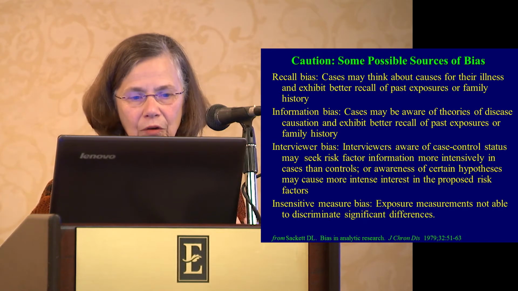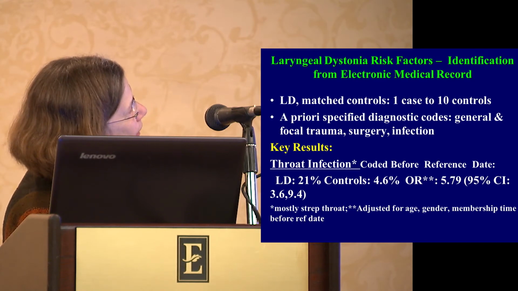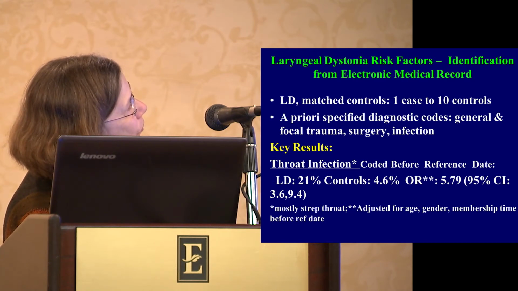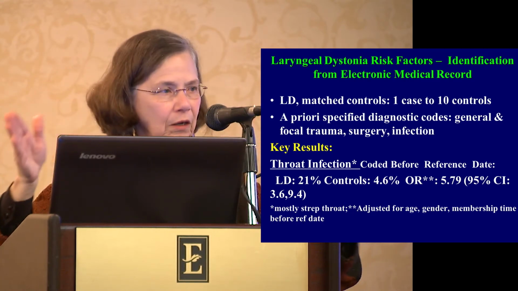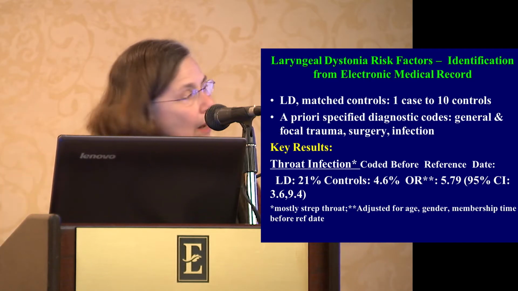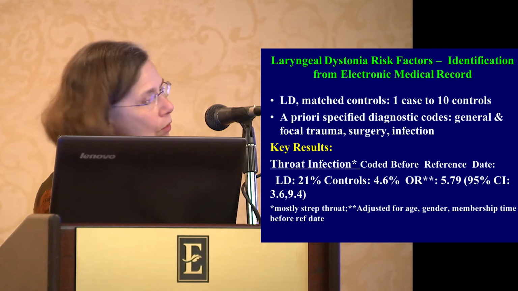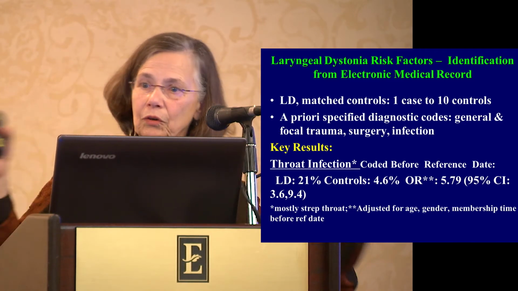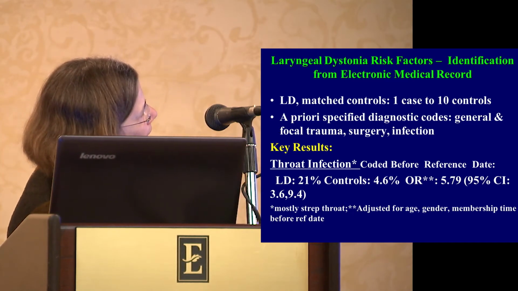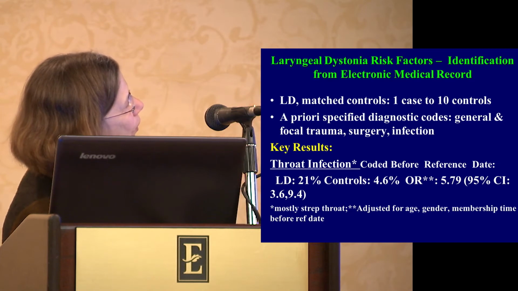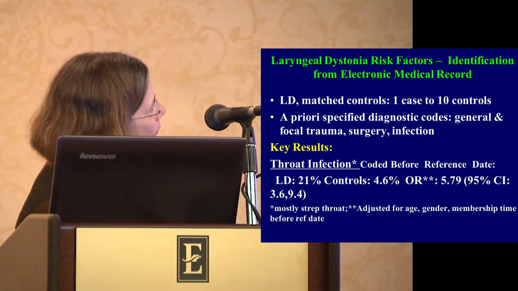So we took another approach in the same population to try to control for that idea of bias. In this case, we used information that was collected just by virtue of people getting care in Kaiser that we could get out of their medical record. So we looked at people with laryngeal dystonia, and here we could match a single case to 10 controls. So we could be really sure that there was a difference between the people with dystonia and the control. And before we started, we said we have some ideas of questions we want to explore based on what other people have reported.